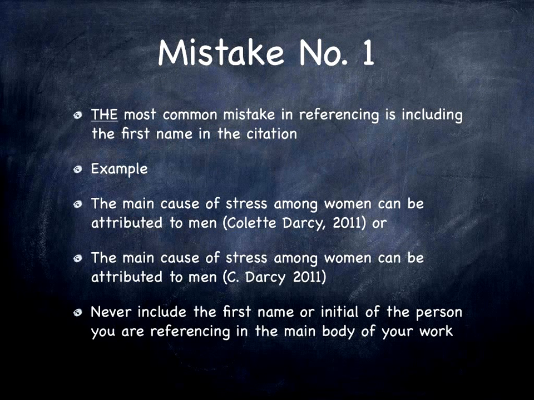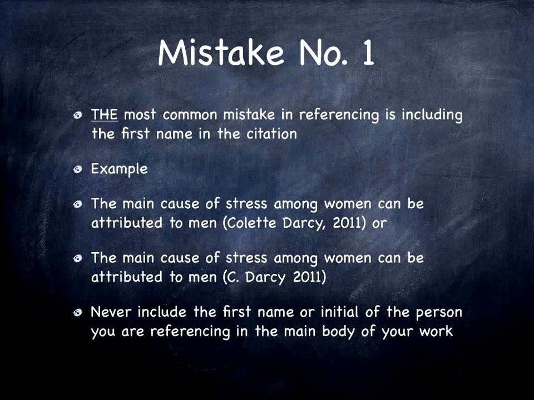So the mistake that I see most commonly in students' work is the idea that students will include the first name of the author in their in-text referencing. So here the example is: the main cause of stress amongst women can be attributed to men. And this person has put open bracket Colette Darcy, comma 2011. Or sometimes what I see is they have open bracket C. Darcy 2011. So they use the first name initial or the first name itself. This is incorrect. You should never include the first name or initial of the person you are referencing in the main body of your work. If you do nothing else and you eliminate that from your piece of work, you'll have made progress. It's amazing how many students persist in doing it.